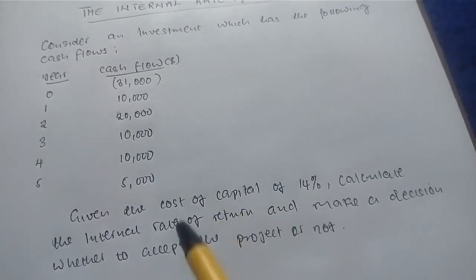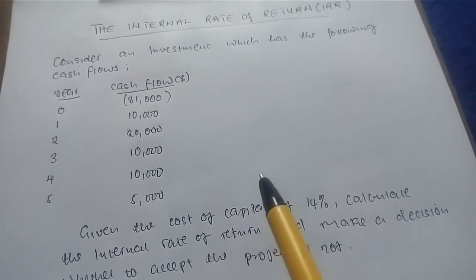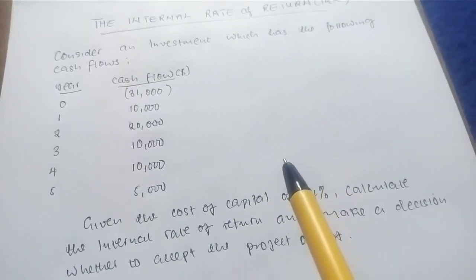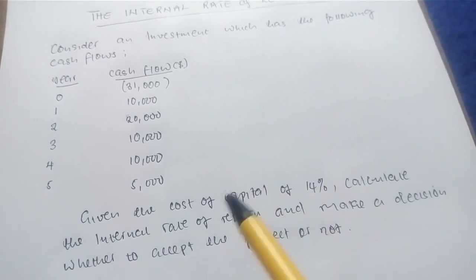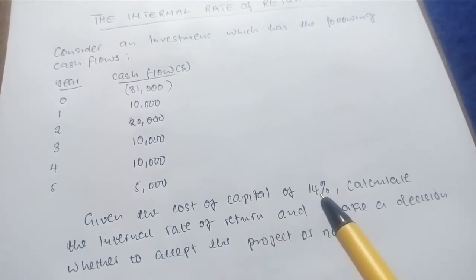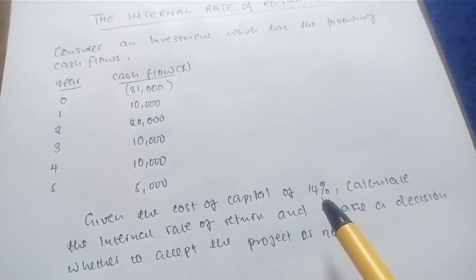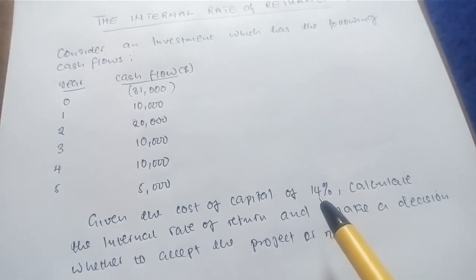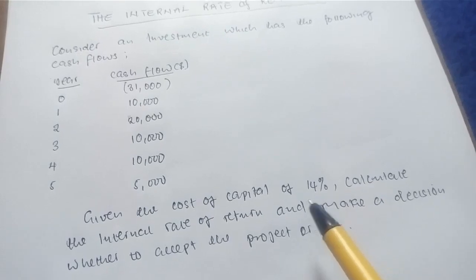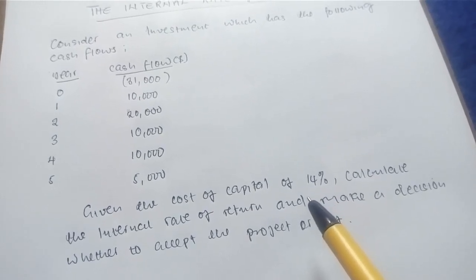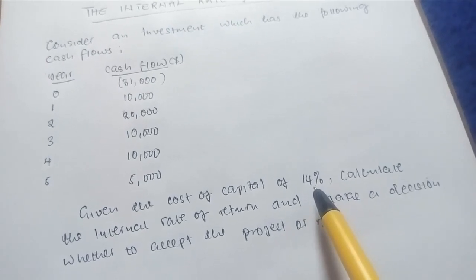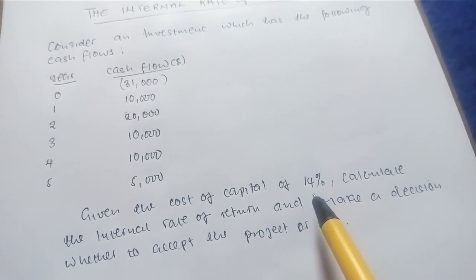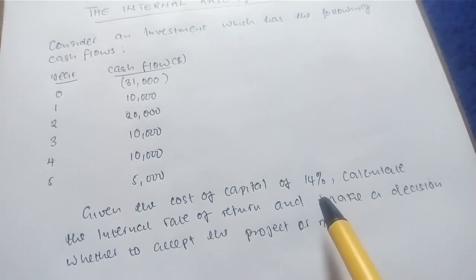In this video we're going to look at how to calculate the internal rate of return, better abbreviated as IRR. The internal rate of return is simply that rate that gives us zero net present value. In other words, it's simply an extension of the net present value, but in this case we are looking for the rate or the cost of capital that gives us zero net present value.